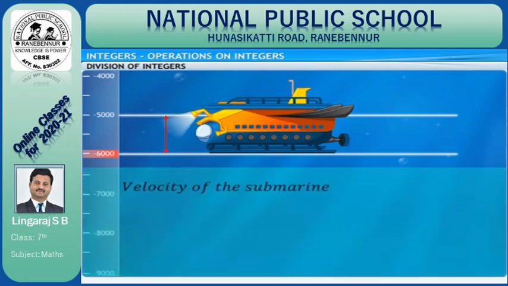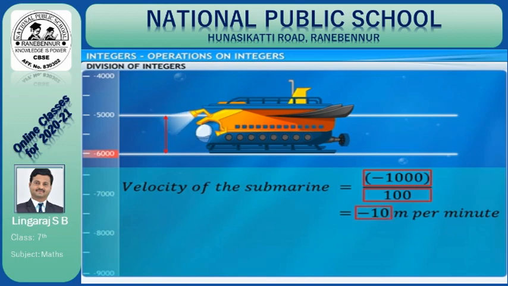So, the velocity or speed of the submarine was minus 10 meters per minute. How did Captain Jack arrive at this value? Well, he divided minus 1,000 by 100. Here, did you notice the division of integers?